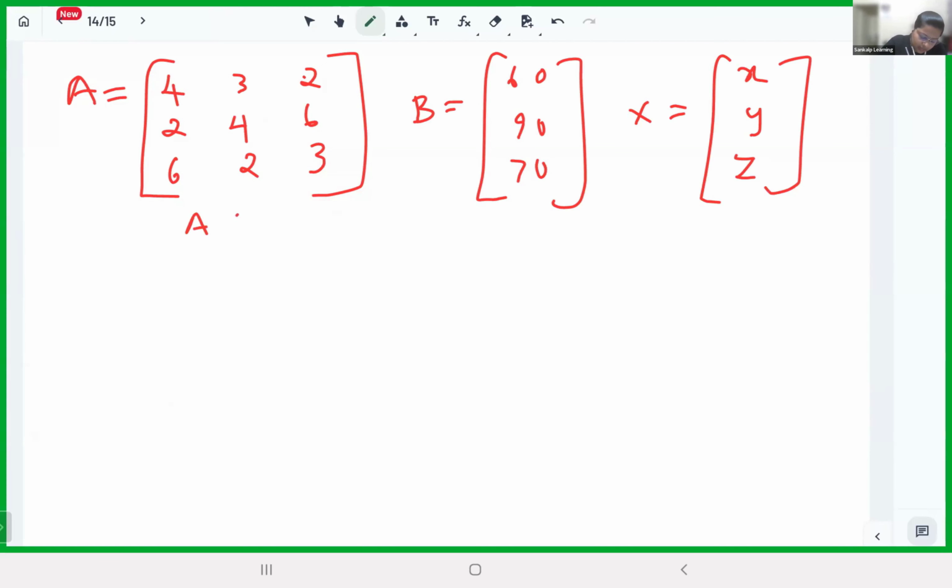You have to find out this x. Okay, so how will you do that? We have represented it as Ax equal to B and we have to get x. So x is equal to A inverse of B. So for that we need the determinant of A.